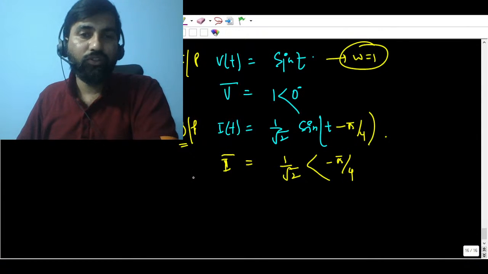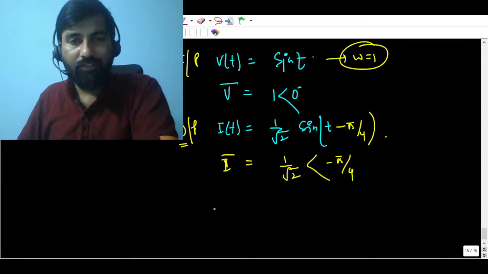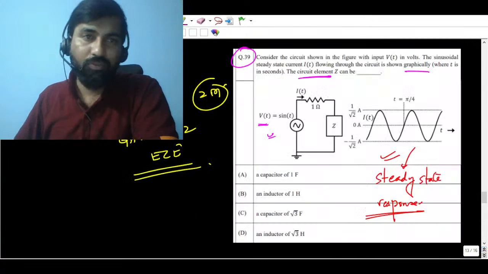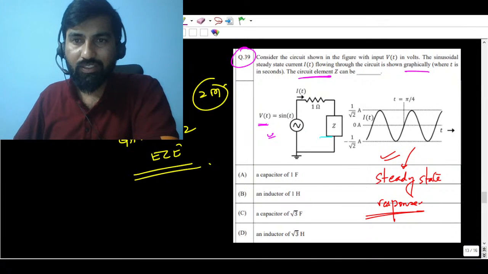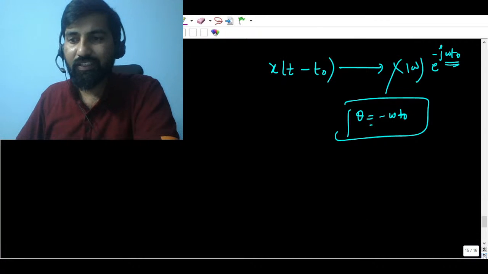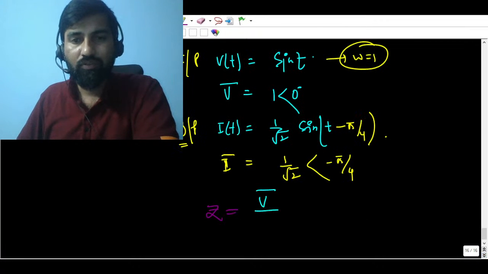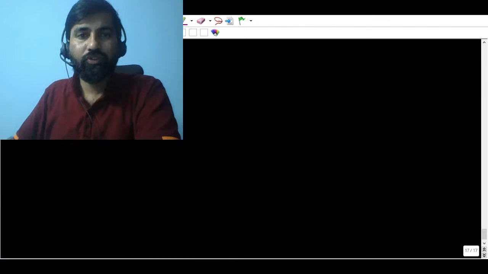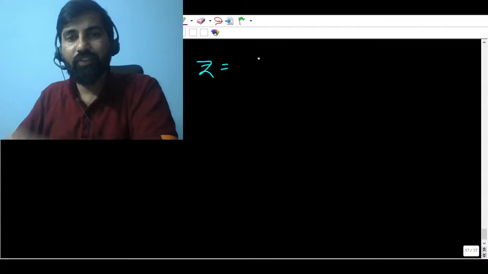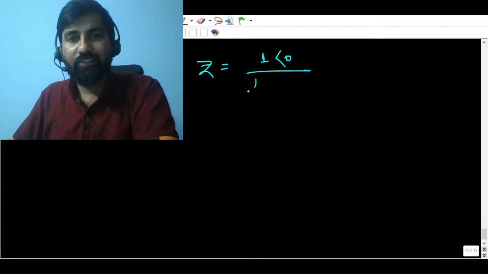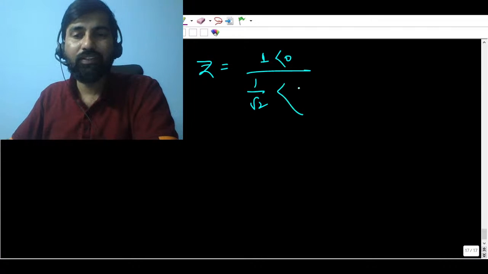Okay, so what you can do now is you can say, what is Z? After all, you have to find the Z now. In the question you can see they are asking about Z information, right? They are asking about Z. What is going to be this element? So let me tell what is Z. Z is basically the voltage upon the current. And right here, Z is going to be V, which is 1 angle 0, upon I. I is 1 by root 2 angle minus pi by 4.